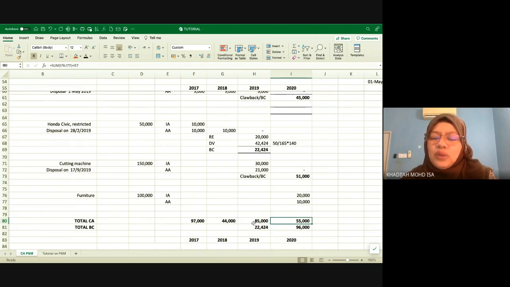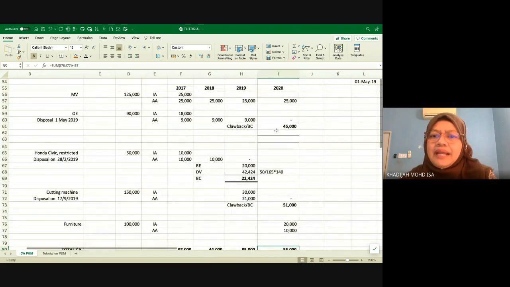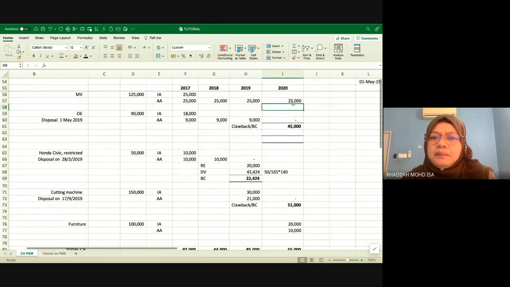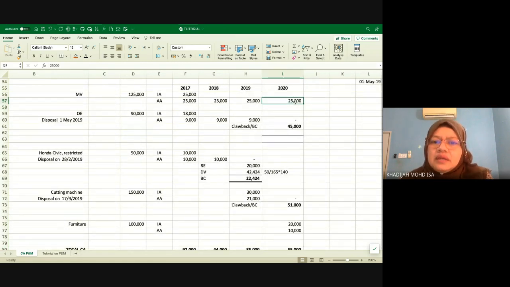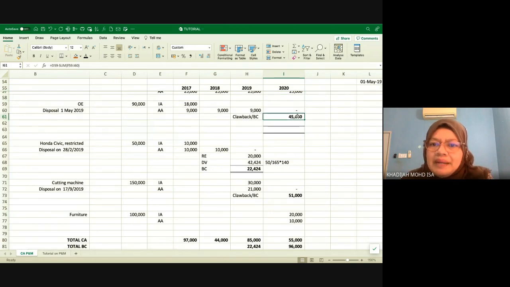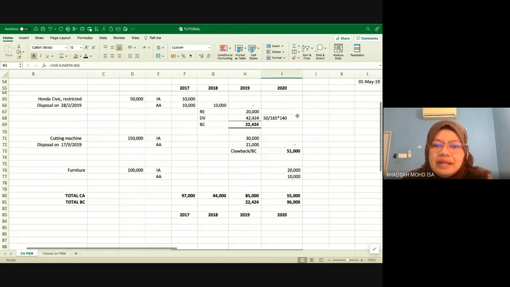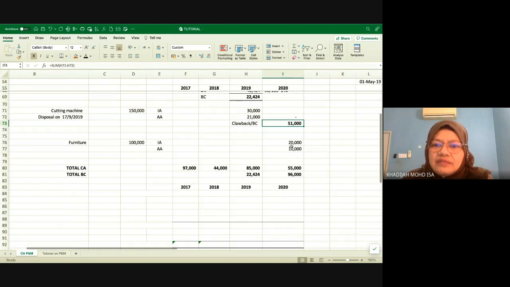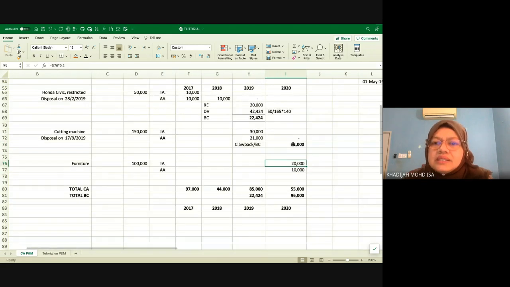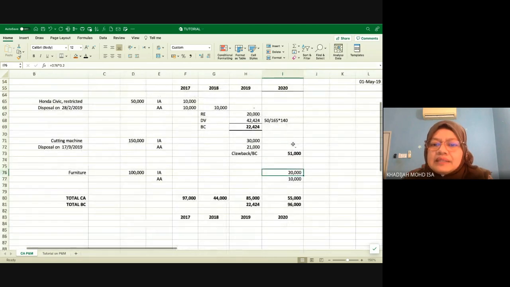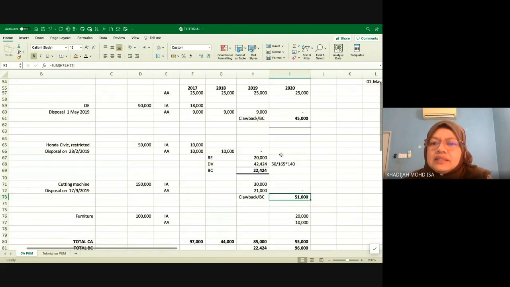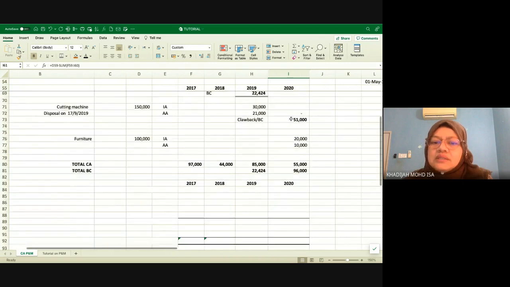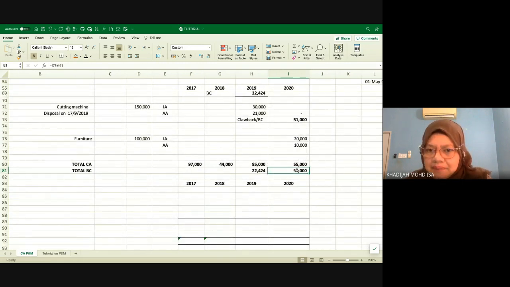Similarly, for 2020, you have capital allowance of 25,000. This one is for your motor vehicle. But for OE, you have clawback or balancing charge of 45,000. And then you have another clawback of 51,000 and furniture and fittings capital allowance of 30,000. So total CA is 25 plus 30, which is 55,000. But the two clawbacks, one is 51,000 and the other one is 45,000, so total balancing charge is 96,000. Right? So now you have the total CA and total balancing charge for the respective years of assessment.